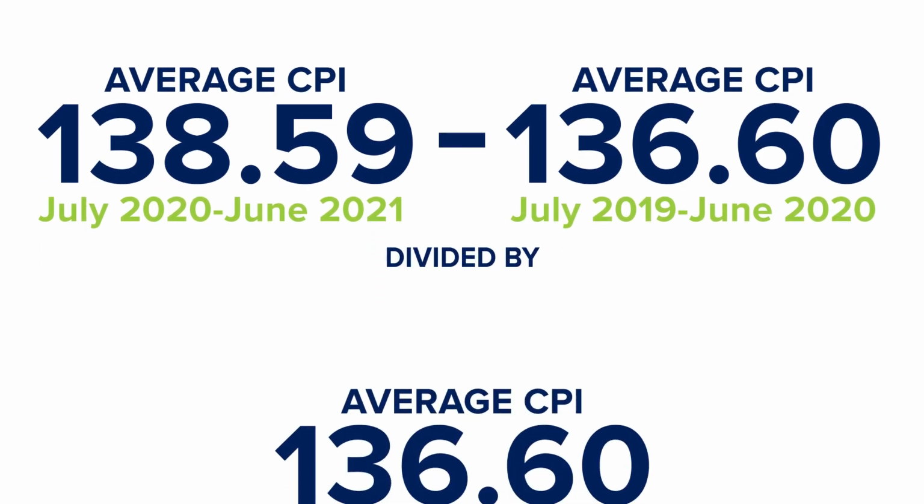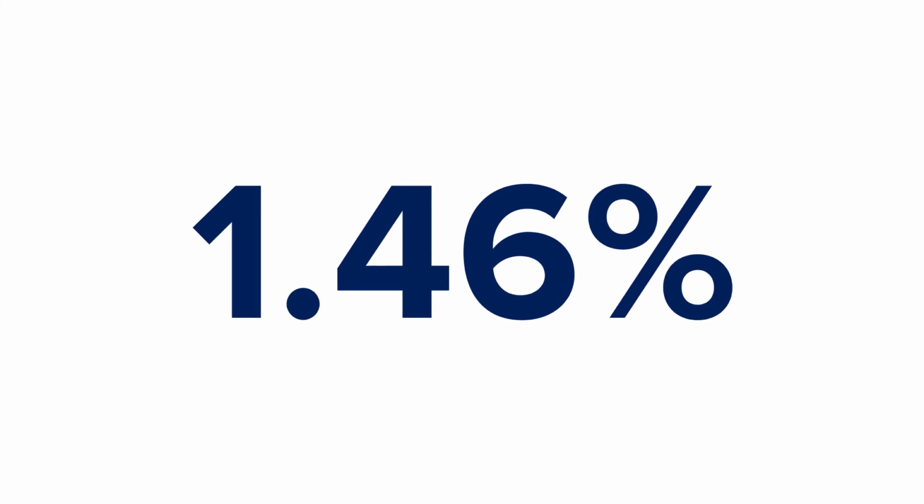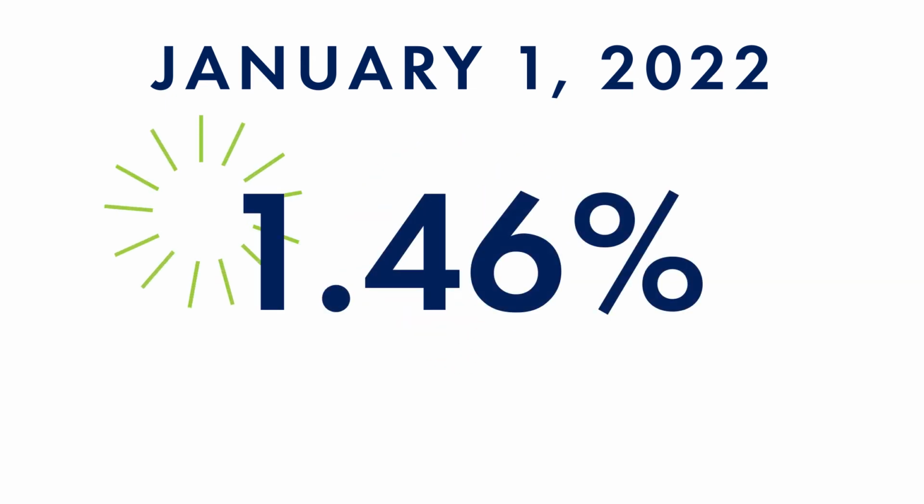for those two periods using the calculation you see on the screen. So 138.59 minus 136.60 divided by 136.60, which equals 1.46%. It is important to note that a negative IAB rate would never be applied under the plan. Based on that calculation, for the period of January 1st, 2022, the indexing adjustment benefit that could be provided to contributing members of the NBTPP was 1.46%.